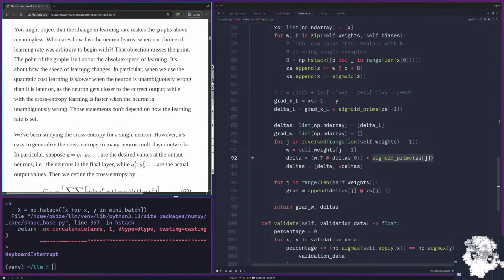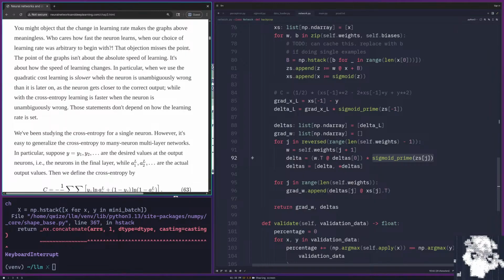You might object that the change in learning rate makes the graphs above meaningless. Who cares how fast the neuron learns when our choice of learning rate was arbitrary to begin with? That objection misses the point. The point of the graphs isn't about the absolute speed of learning, it's about the speed of learning changes. In particular, when we use the quadratic cost, learning is slower when the neuron is unambiguously wrong than it is later on, as the neuron gets closer to the correct output. While with the cross entropy, learning is faster when the neuron is unambiguously wrong. Those statements don't depend on how the learning rate is set.